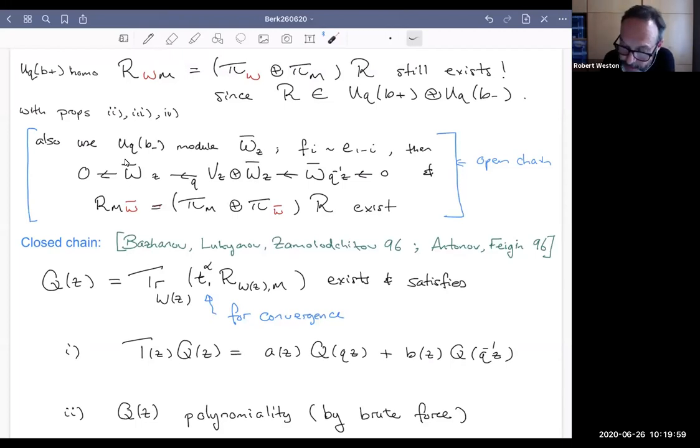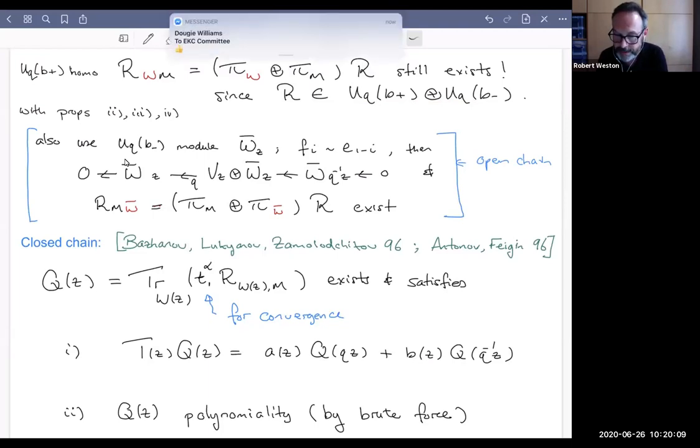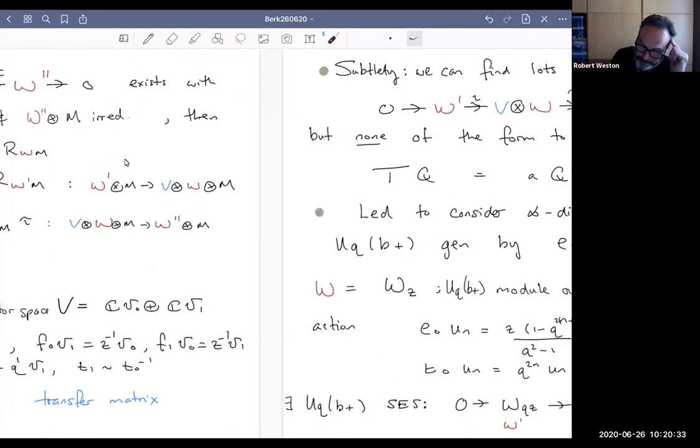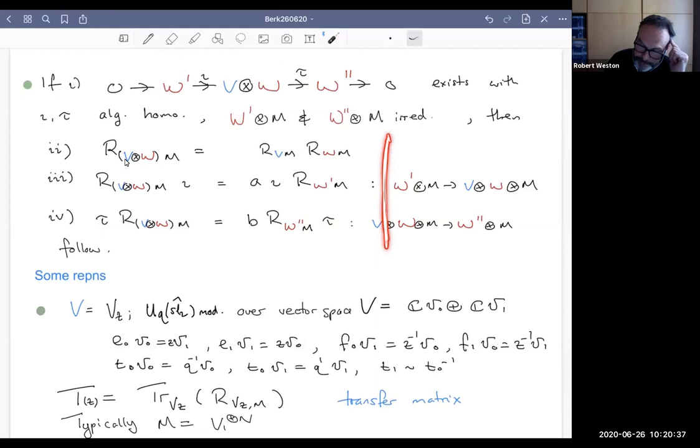And that's because the universal R matrix, I said it was in U tensor U, but it's actually in one Borel subalgebra tensor the other one. So I can get an R matrix by choosing this wider class of representations of the first space. In my first space, I choose not a U representation, but a Borel subalgebra representation, an infinite dimensional representation. And then this object still exists, and it still satisfies all the properties of the R matrix. So properties 2, 3, 4 still all hold for this class of representation, where these iotas and taus are now just UQB plus.